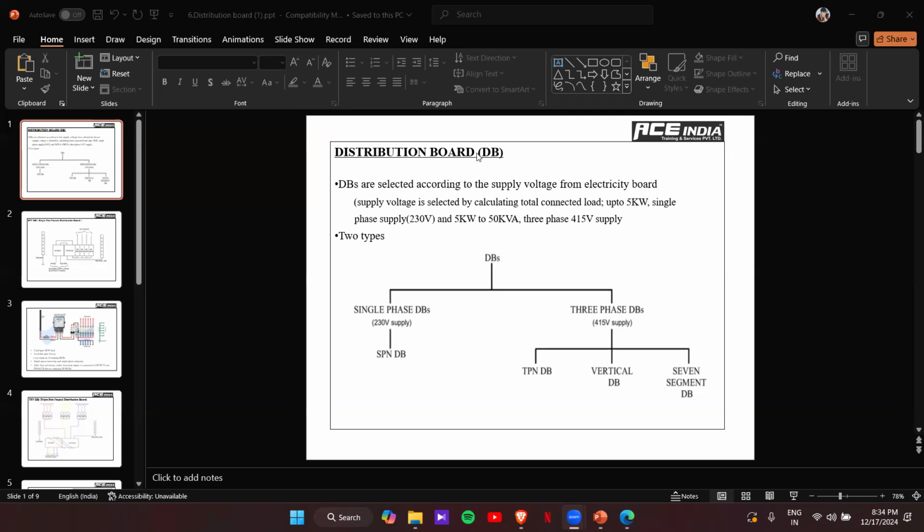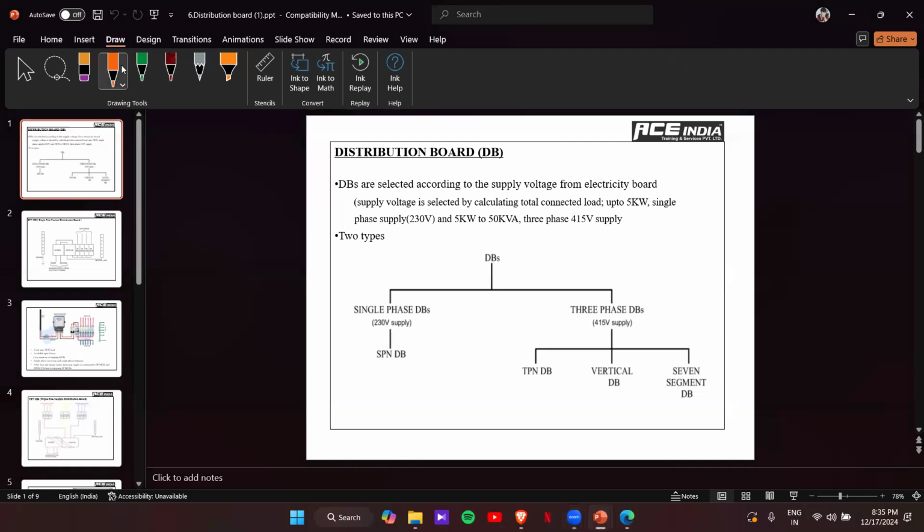Mainly, when you take a distribution board, we'll have two types. The first is single phase DBs and the second is three phase DBs. Single phase DBs will be used in single phase connections, and three phase DBs will be used in three phase connections. In single phase we only have one type of DB, called SPNDB, which is the single phase single pole neutral DB.